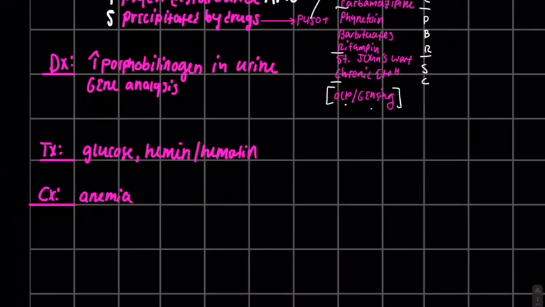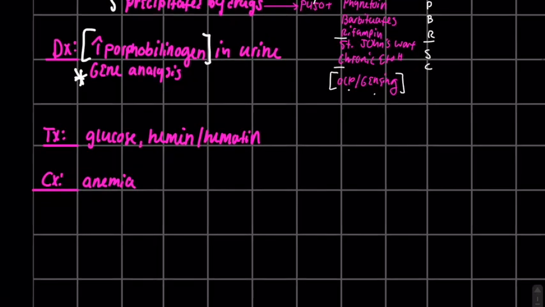The way we're going to diagnose this condition is with porphobilinogen in the urine, and that makes complete sense given the pathophysiology. You understand that a porphyria, with "uria" in the name, is going to mean that we're going to have these molecules building up in the urine. We can also do gene analysis, and the gene in particular is not important for Step 1.